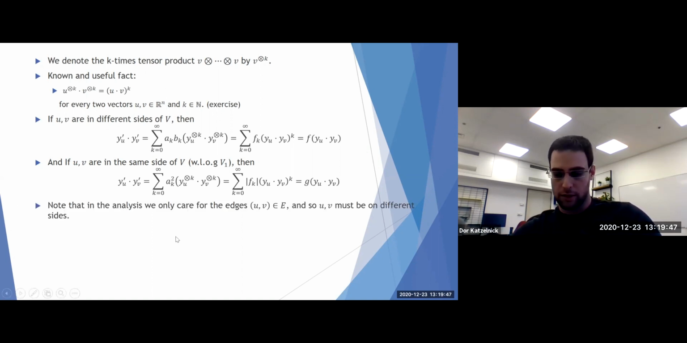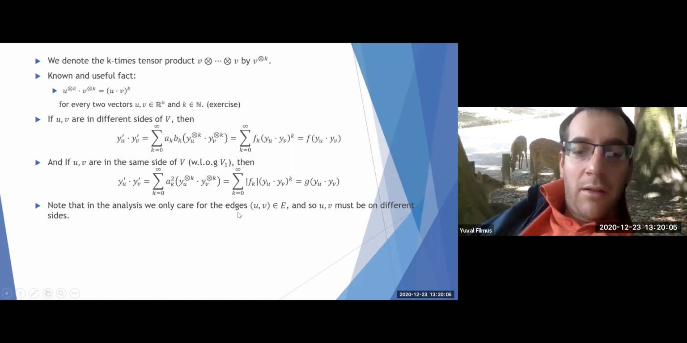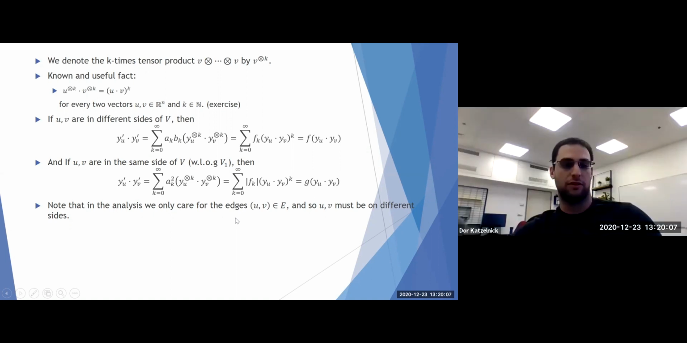Okay, and another thing to notice is that in the analysis of the algorithm, we only care for the edges in the graph. We don't care for nodes that are in the same side of the bipartite graph, because we know for sure that they are not connected with an edge. So we don't care that we change that inner product between them. But don't you want one on the diagonal? Yes, that's exactly what we're trying to talk about in the next slide.